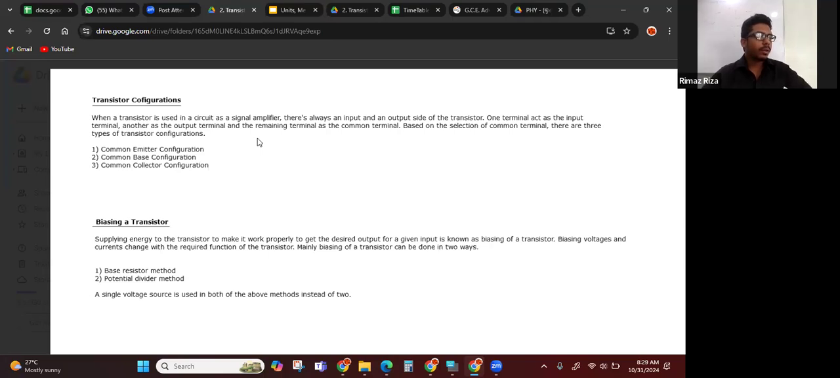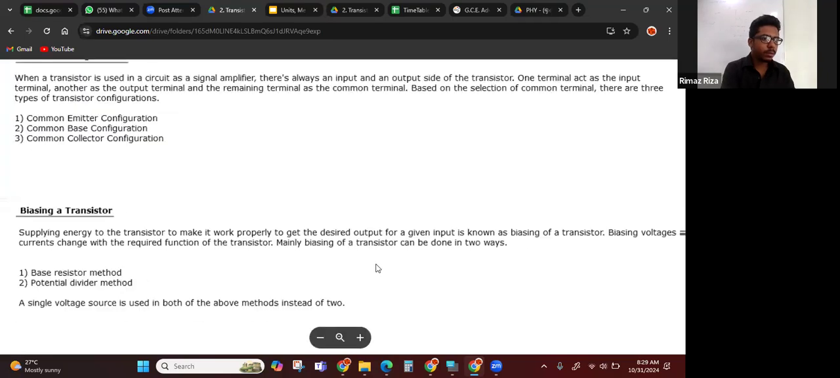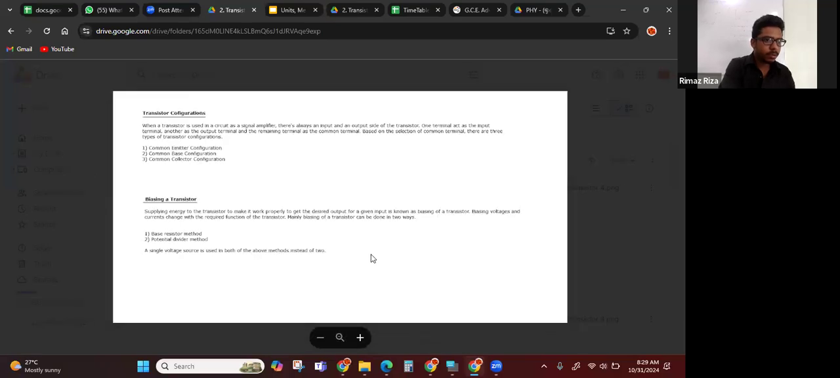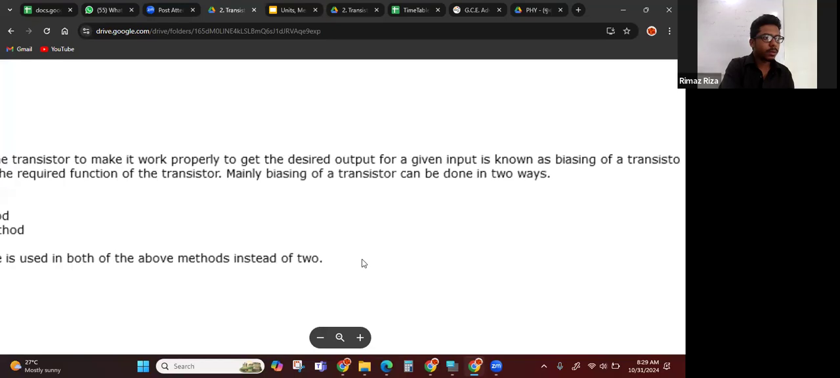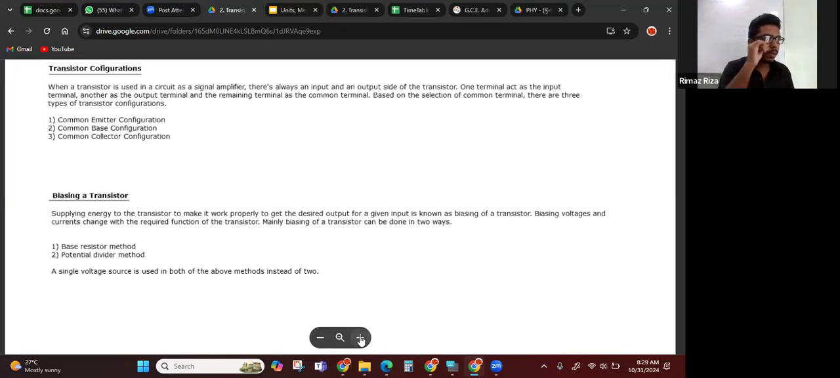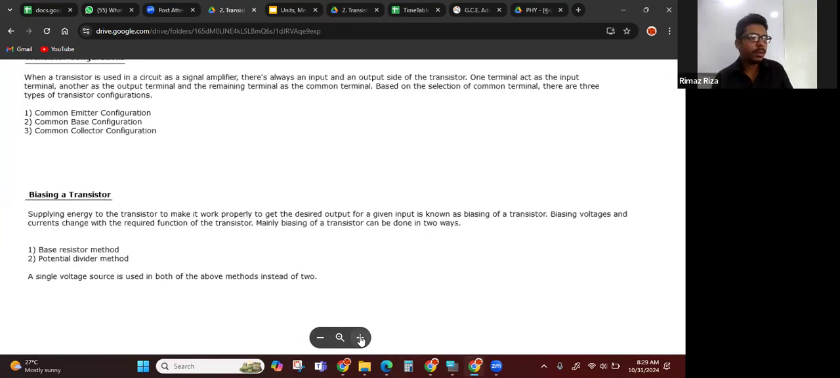Okay, so write down under that: supplying energy to the transistor to make it work properly to get the desired output for a given input is known as biasing of a transistor.